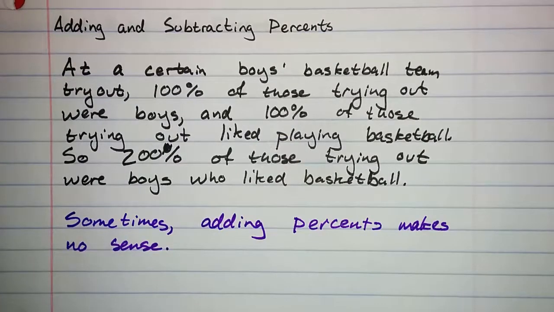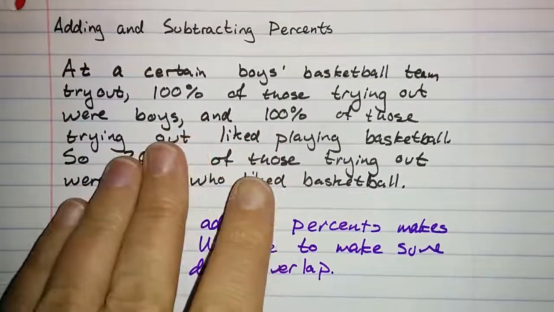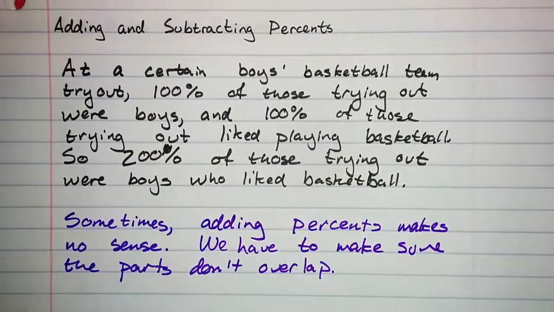The first thing we have to make sure of before we go around adding and subtracting percents is we have to make sure that the parts don't overlap, right? The 100% who were boys were also the same 100% who liked playing basketball.